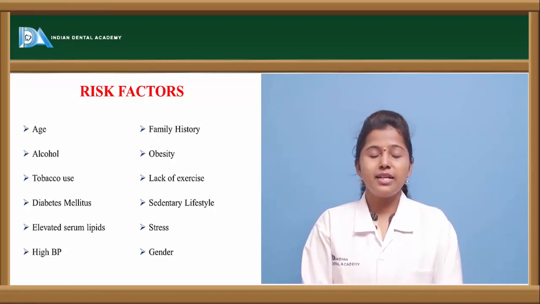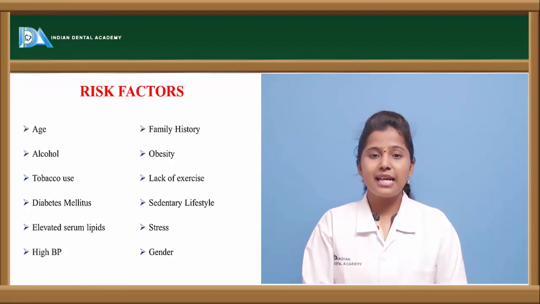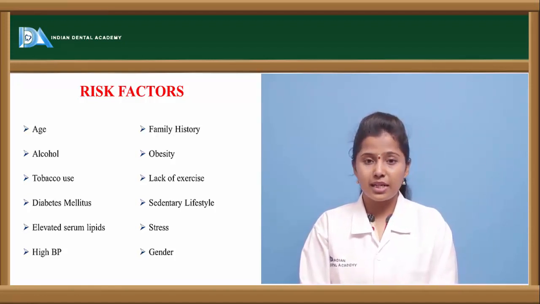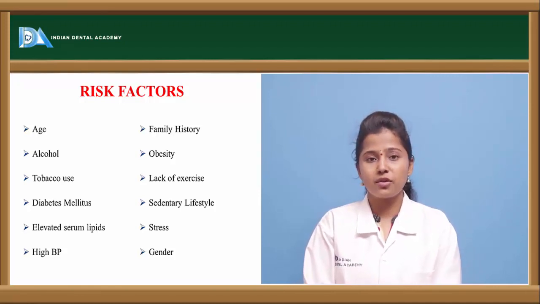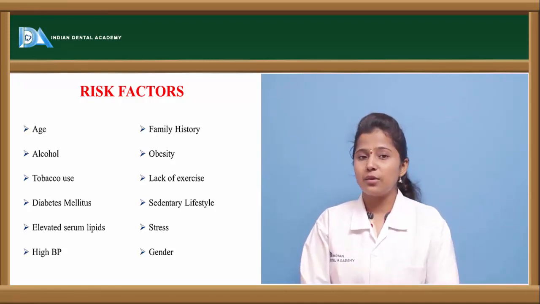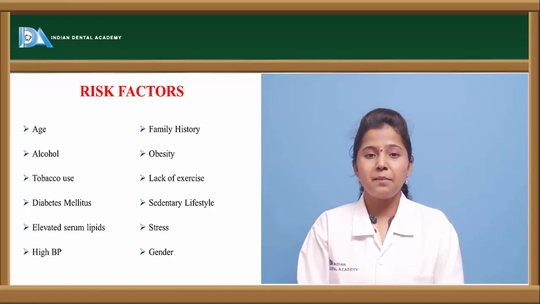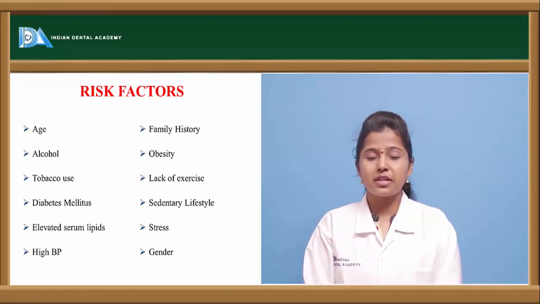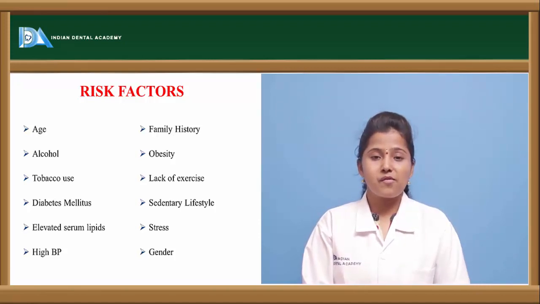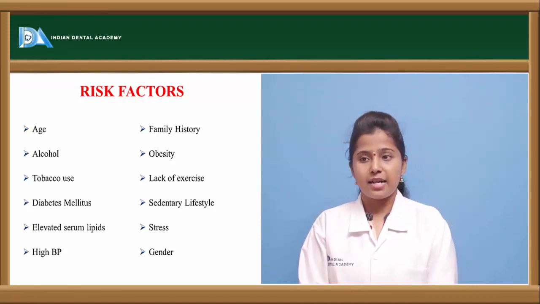And the other one is elevated serum lipids. As the serum cholesterol or serum lipids are elevated, they get deposited in the coronary artery, causing obstruction of the coronary artery and leading to cardiovascular disorders. And the other one is high blood pressure. Because of high blood pressure, narrowing of the blood vessel takes place and there occurs improper flow of blood in the coronary artery. And family history.